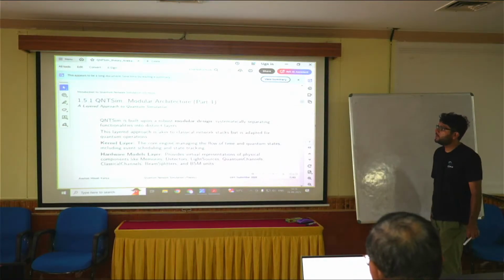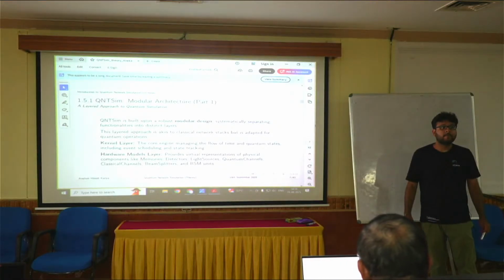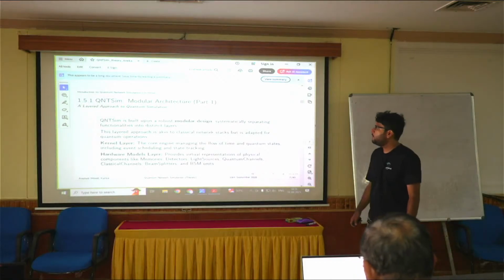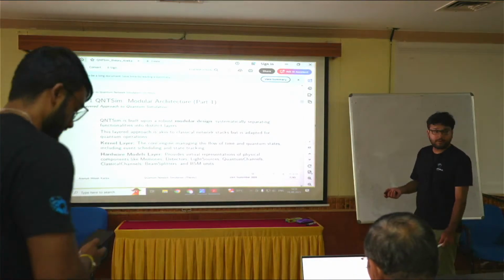So QNT-SIM has a modular architecture. Yeah, QNT-SIM has a modular architecture, so there are different layers to it. There's kernel layer, hardware layer.